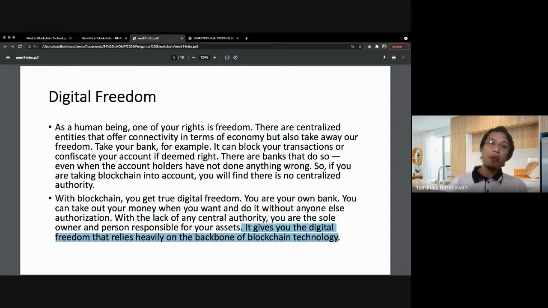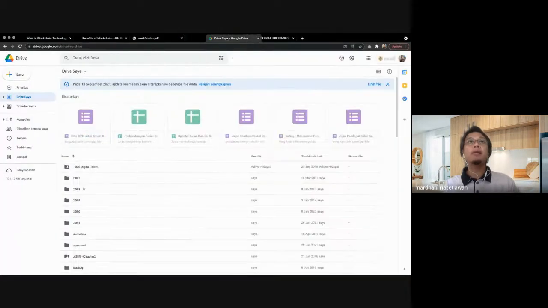For example, I will give you an example. Wait a minute, I have this notification in my Google Drive. So this is my Google Drive. I already used it several years ago, and I have a lot of data in it. And I just updated my data in Google Drive as a backup and so on.